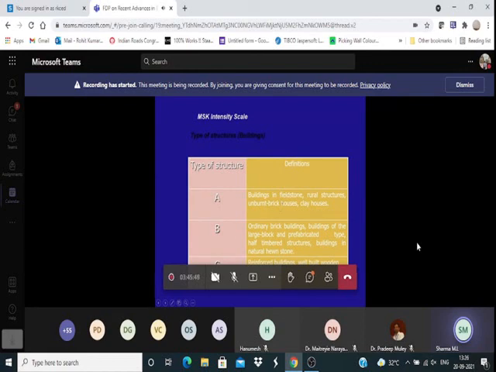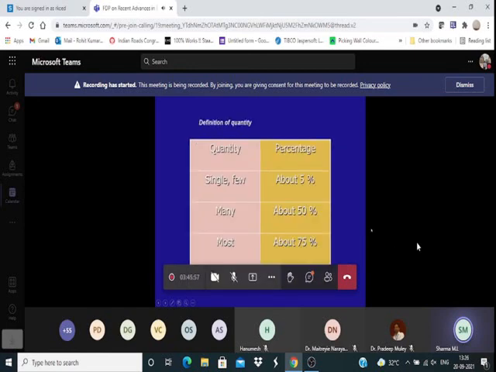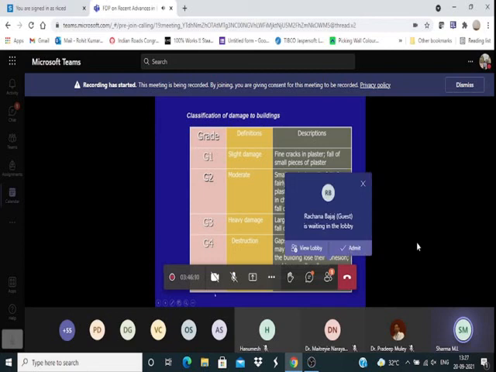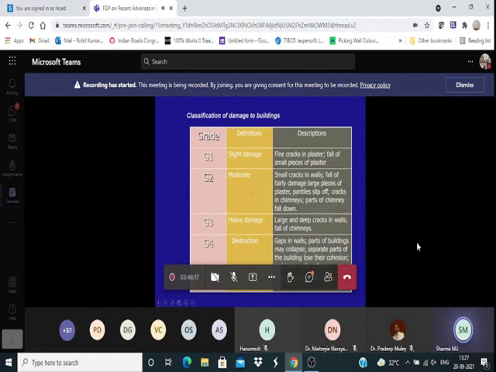C. A is building in field stone, rural structures. B are ordinary brick buildings. C are the reinforced buildings. Then the quantities were also defined. 5% means single or few. Many means about 50%. Most means about 75%. Then the grades, G1 to G5, from very slight damage to total damage. I'm not going into details, but they are going linearly.